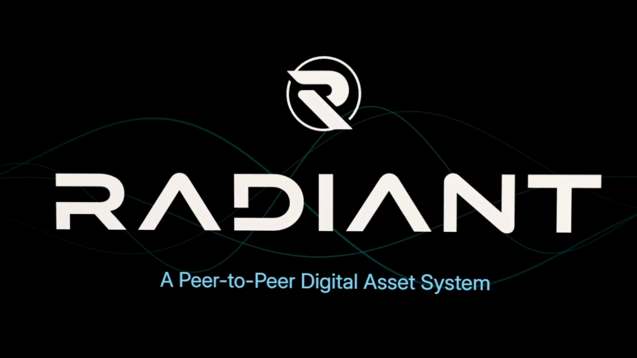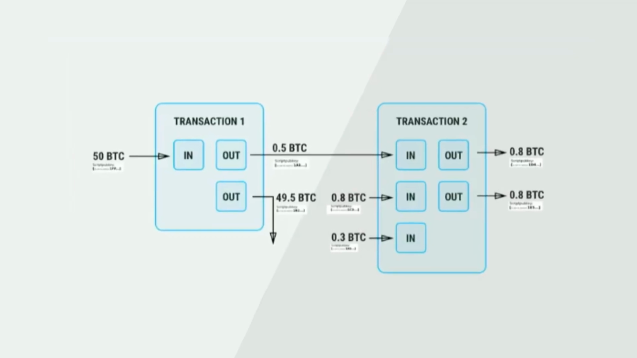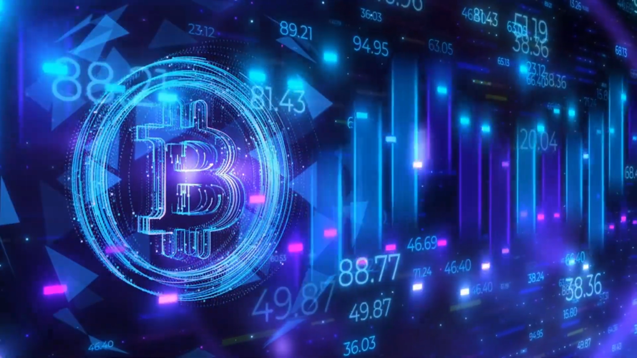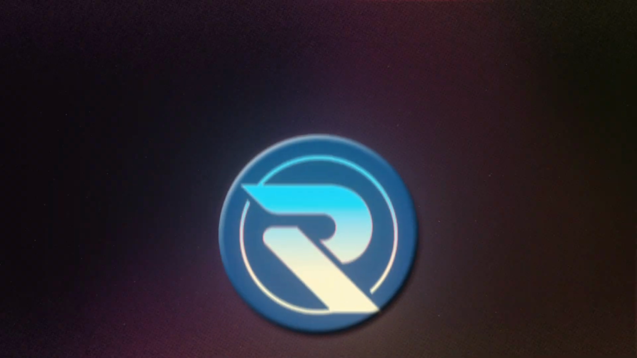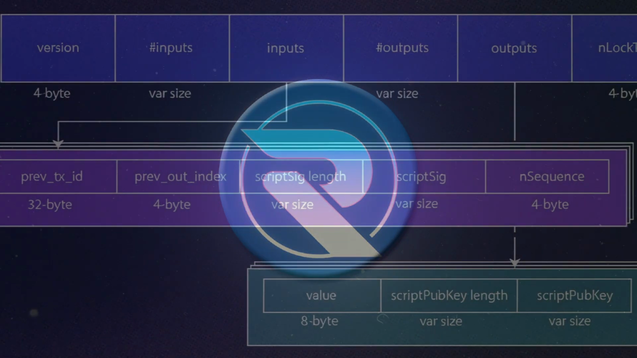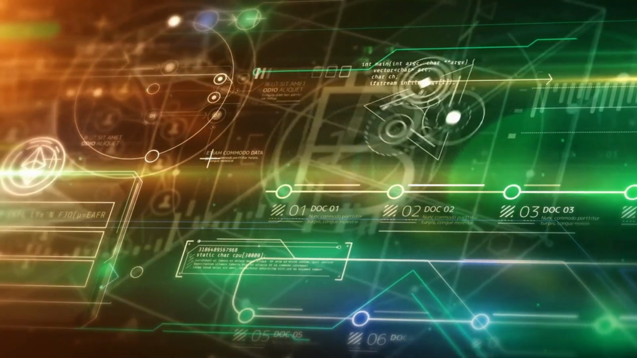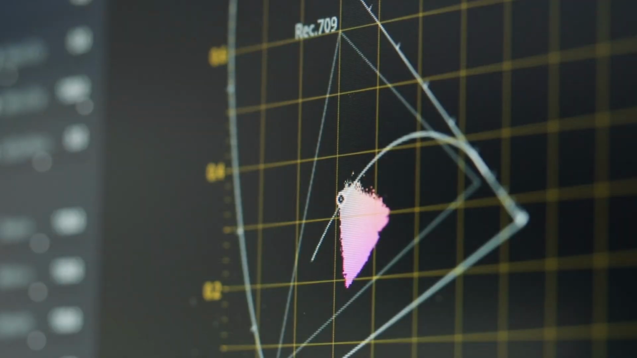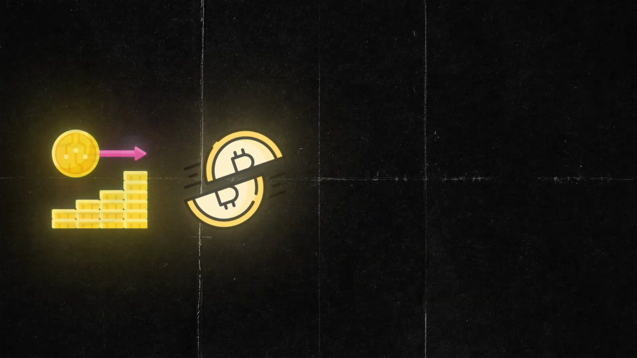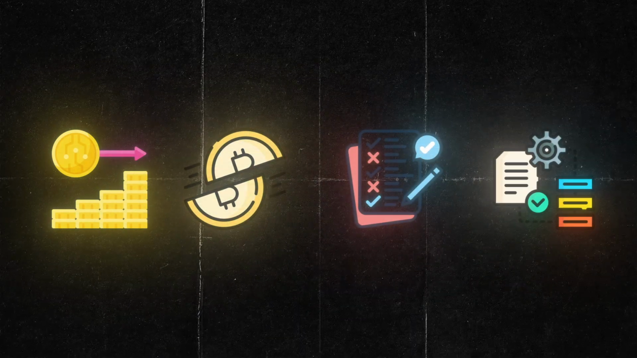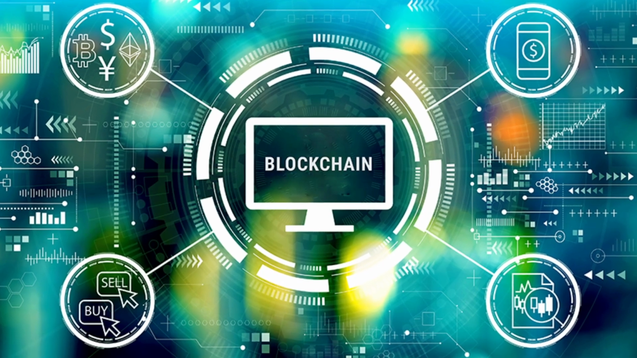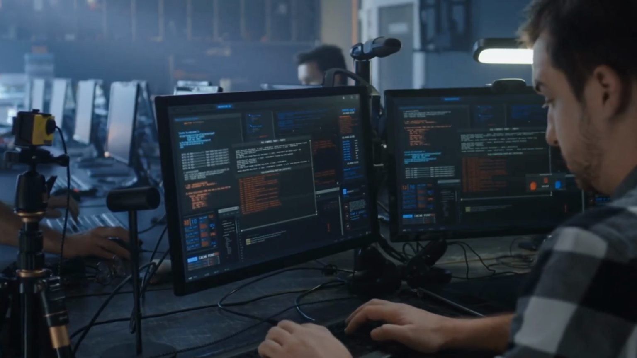Radiant didn't choose this architecture by accident. It's a deliberate extension of Bitcoin's UTXO model, the same foundation that made Bitcoin resilient, transparent, and unstoppable. But Radiant takes it further. Its scripting system is Turing complete. It uses cryptographic commitments, induction proofs, and specialized opcodes to enable complex logic without sacrificing minimalism. There's no staking, no slashing, no validator governance, and no privileged execution roles. You define the rules, the blockchain enforces them. That's it.